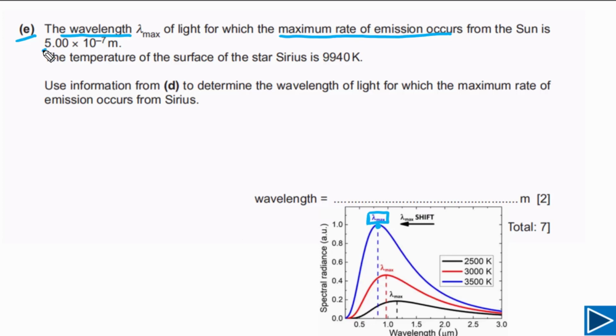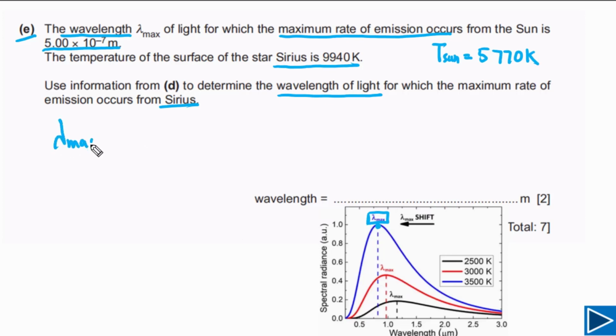Lambda max for the sun is given. This is equal to this. And the temperature of the surface of the star Sirius is given. That is equal to 9940 Kelvin. But the temperature of the surface of the sun we have already calculated in part D. That was equal to 5770 Kelvin. We need to find out lambda max for the star Sirius, means for this star. We will use Wien's displacement law in this case.